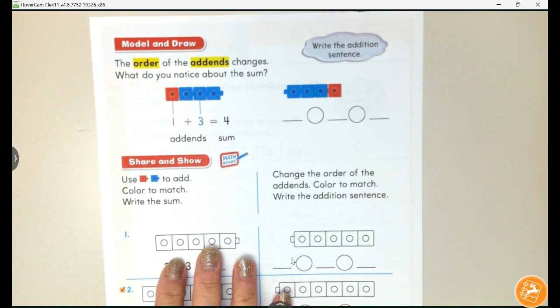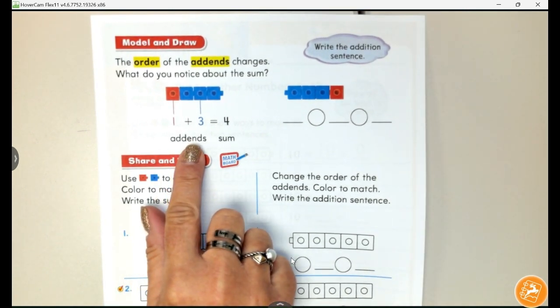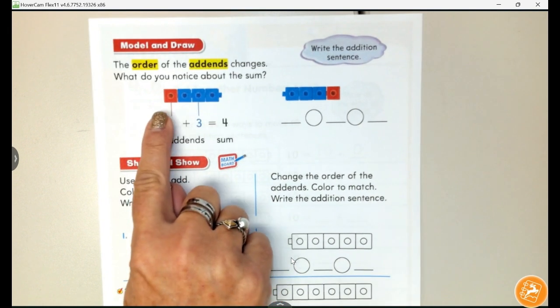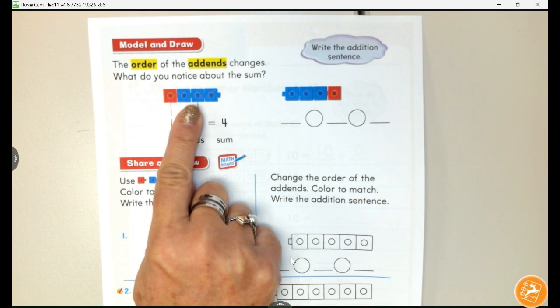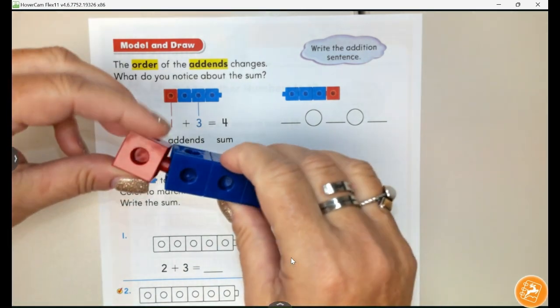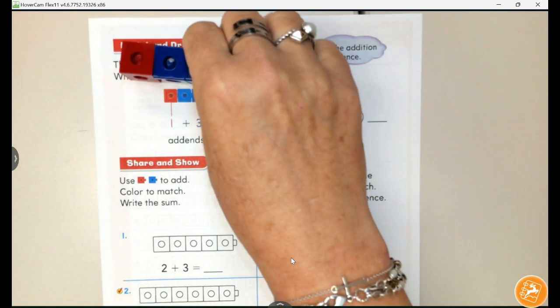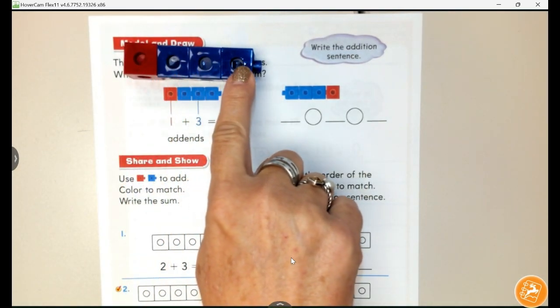So as you take a look at the unit, we start out with looking at our add-ins, and we've built with the linking cubes. The example is built here with 1 red and 3 blue. I actually have my linking cubes, and I would have my students build this right along with the problem. So I'm going to ask my students to duplicate the example that they see, and I'm going to build with my 1 red and my 3 blue linking cubes.